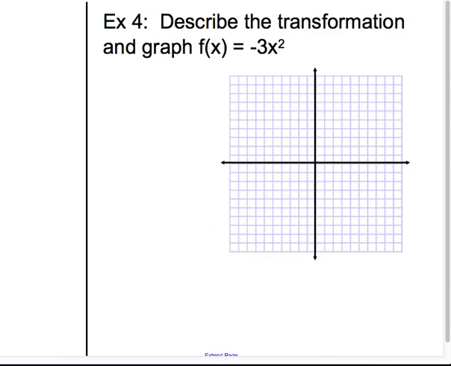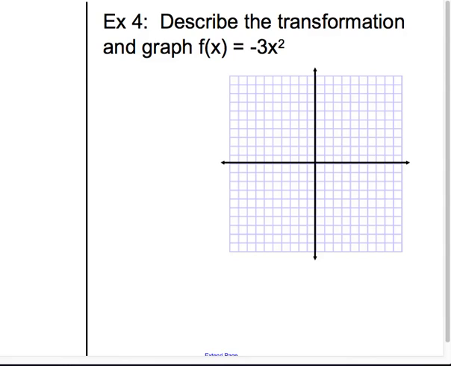The last piece, we also have a negative sign. So what that does is it reflects it over the x-axis. It makes all of your y values opposite. This 3 is outside the asylum. It's not grouped together with the x, so that is a vertical stretch.